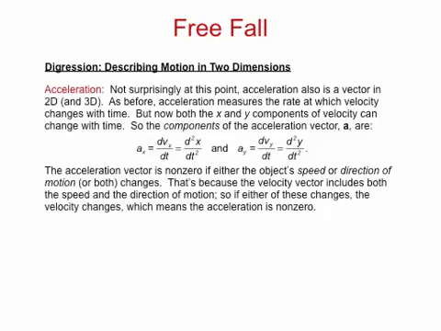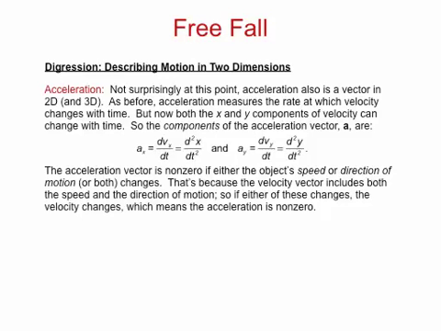Not surprisingly at this point, acceleration is also a vector in 2D and 3D. As before, acceleration measures the rate at which velocity changes with time. But now, both the x and y components of velocity can change with time. So the components of the acceleration vector, a, are a sub x, which equals dv sub x by dt, which in turn equals the second derivative of x with respect to time, and a sub y, which equals the derivative of v sub y with respect to t, or equivalently the second derivative of position with respect to time.